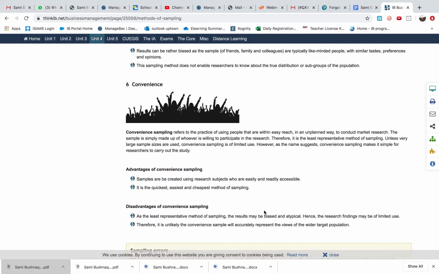So if you're looking at the whole world and you only got grade 11 in your sample, that's not going to be a great representation, is it? So it could be biased, could be atypical data. So you're not going to have a lot of use for that. Therefore, it's unlikely that convenience sampling will accurately represent the views of the target population.